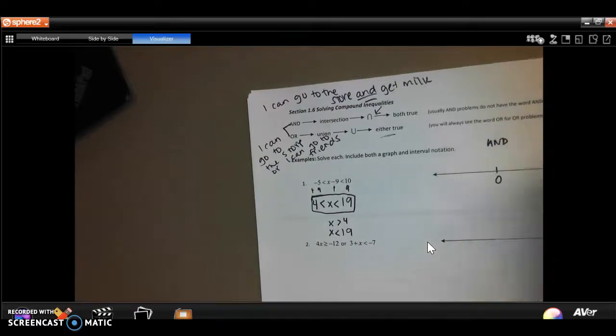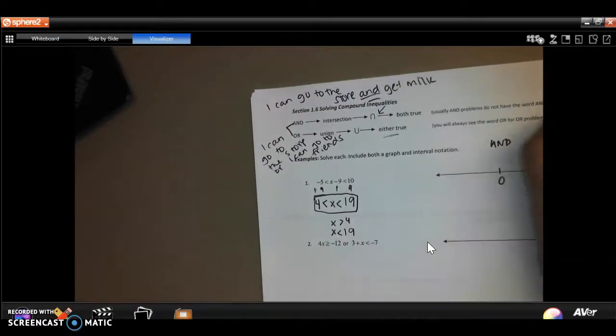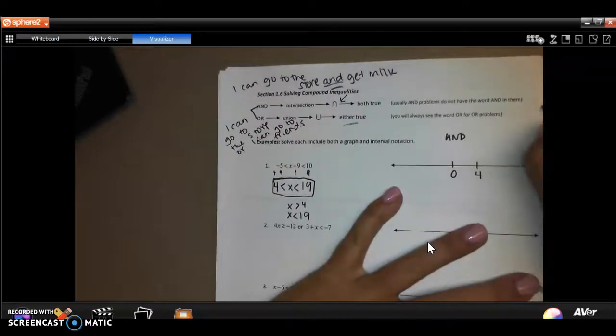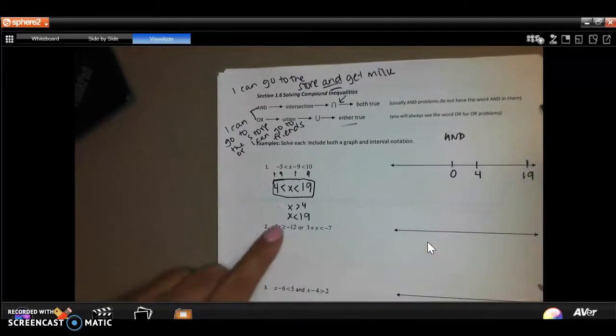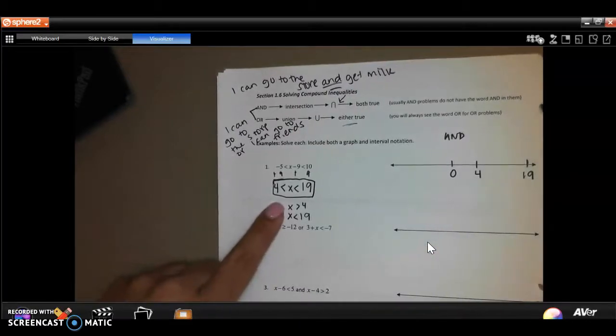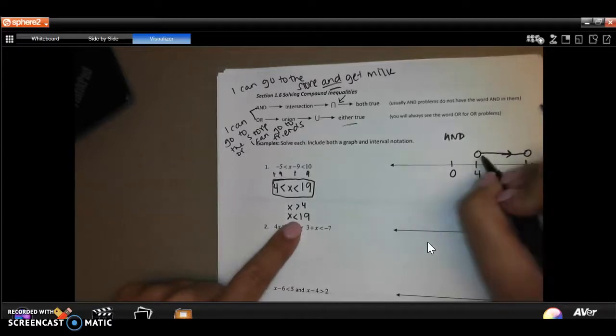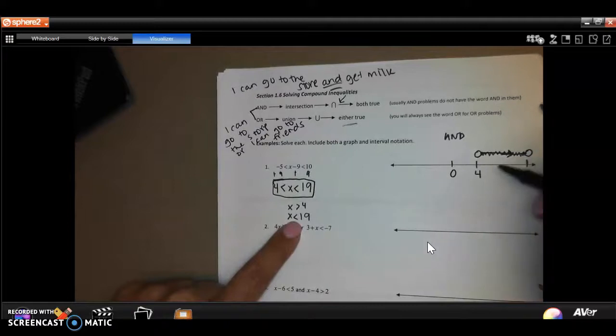So find your 0, all right? Find your 4. Ooh, sorry. Find your 19. All right, for this inequality, is my circle open or closed? Well, it's open at 4. It's going to the right. All right, we have a circle at 19. It's going to the left. So all of these numbers from 4 to 19, right, does not include 4, does not include 19 because they're not shaded in. But all these numbers here make the statement true.